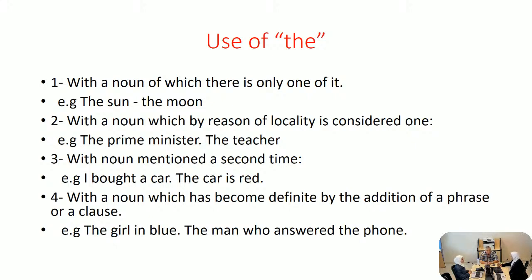With a noun which, by reason of locality, is considered one, for example, the prime minister, the teacher. With a noun mentioned for a second time: I bought a car. The car is red. Here we're defining the car using the. So when we mention something a second time, it will be clear.